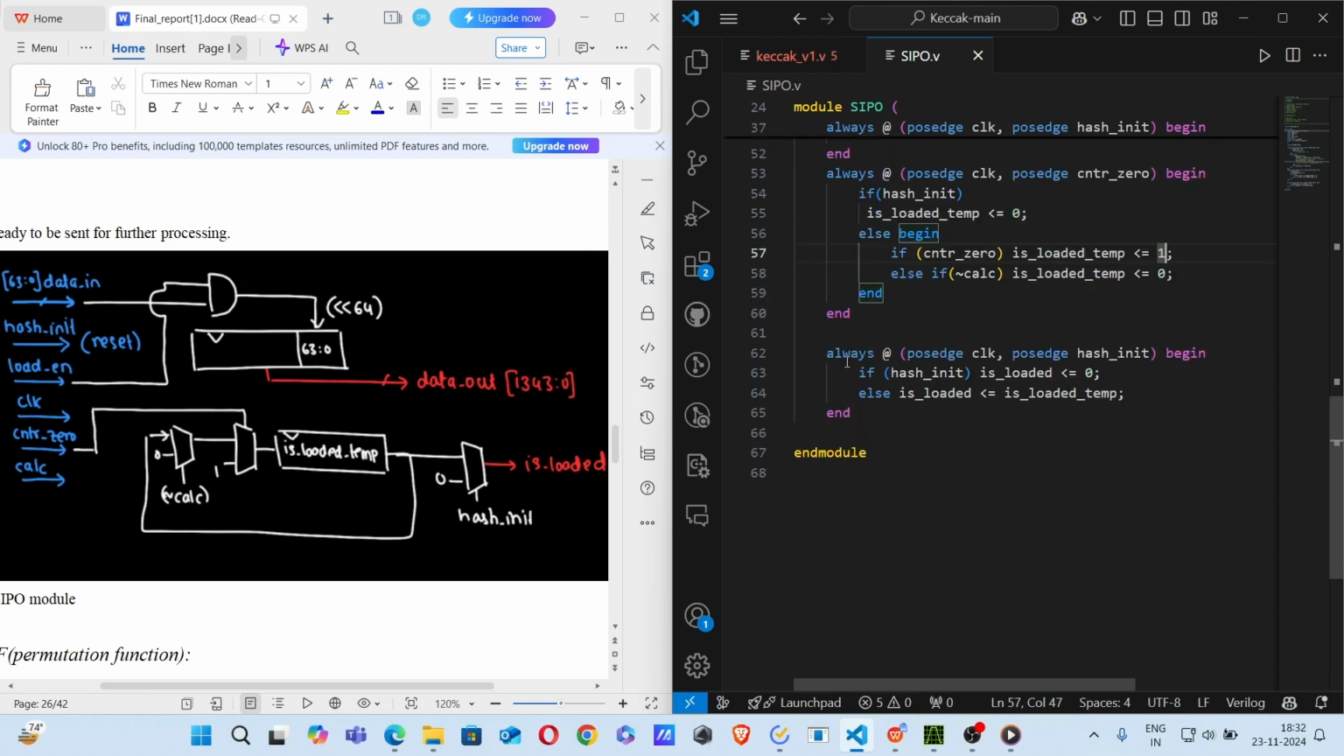Now, in the third always block, we look at isLoadedReg, which is just a delayed version of isLoadedTemp. This is going to the F permutation module, and upon receiving the signal, the F permutation will take in the input data.